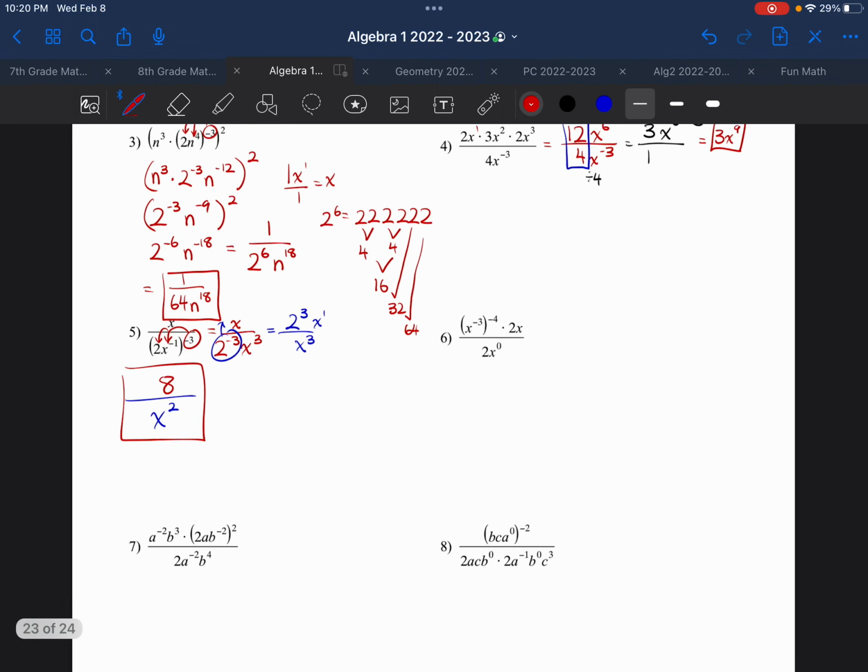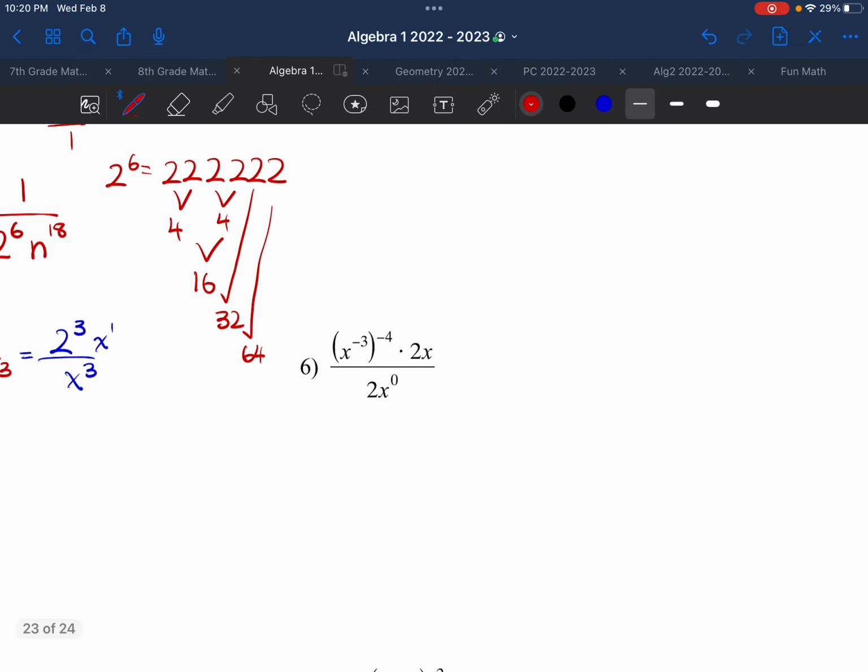On to number 6. In number 6, oh, check it out, I got a power of 0. That means this x is gone. This x to the power of 0 is 1, which again is the equivalent of scribbling the whole thing out, and I only have this 2 left over. And I also am going to distribute this negative 4. There's only one base here, so it's not really distributing. It's just remembering power to a power means multiply. Negative times a negative is a positive. This is going to be x to the positive 12 times 2x in the numerator. The denominator is just going to be 2.